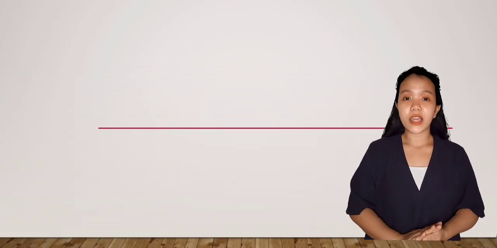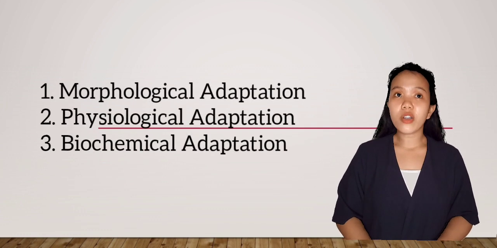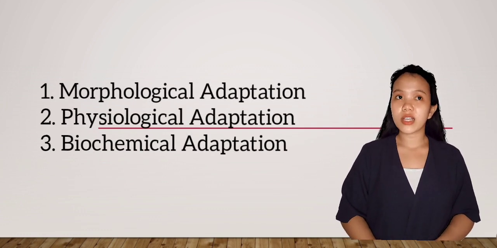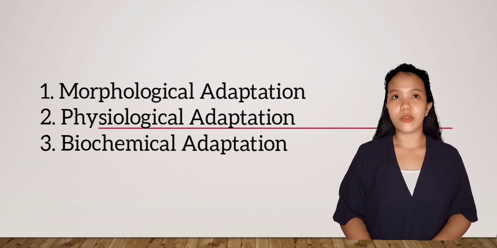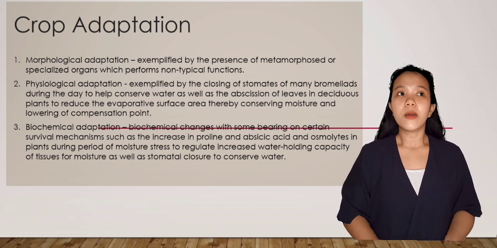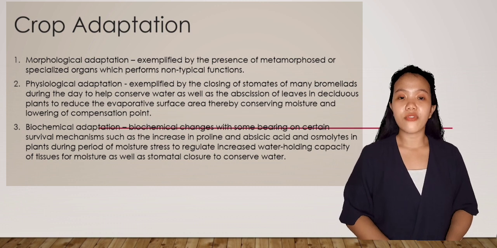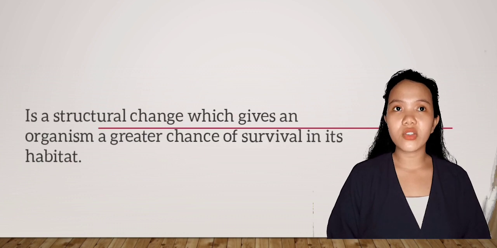The second topic I'm going to discuss with you is crop adaptation, which has three parts. These are the morphological adaptation, physiological adaptation, and biochemical adaptation. So first is the morphological adaptation, exemplified by the presence of metamorphosed or specialized organs which perform non-typical functions. Morphological adaptation is a structural change which gives an organism a greater chance of survival in its habitat.